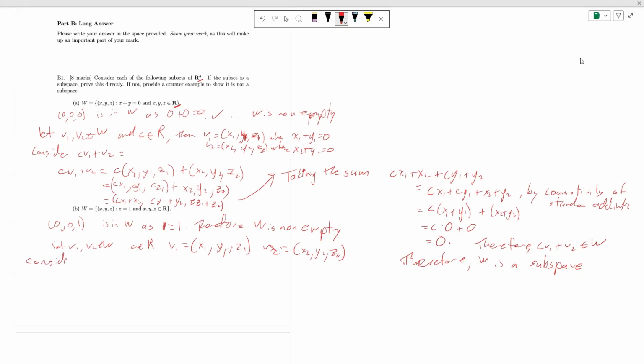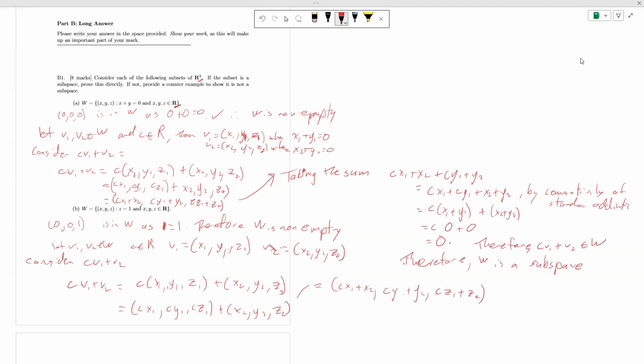Consider CV1 plus V2. CV1 plus V2 equals C times X1, Y1, Z1 plus X2, Y2, Z2, which equals CX1, CY1, CZ1 plus X2, Y2, Z2, which equals CX1 plus X2, CY1 plus Y2, CZ1 plus Z2. Now here, CZ1 plus Z2 has to equal 1.